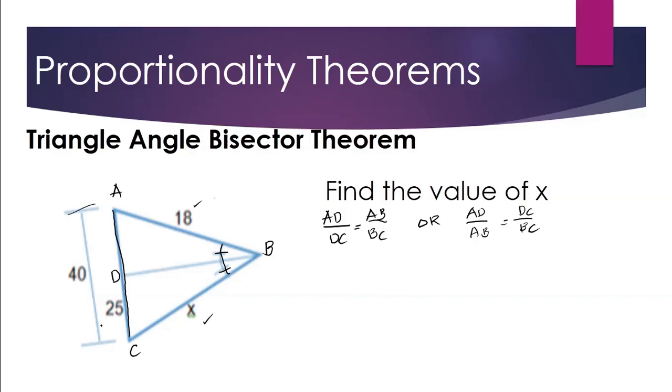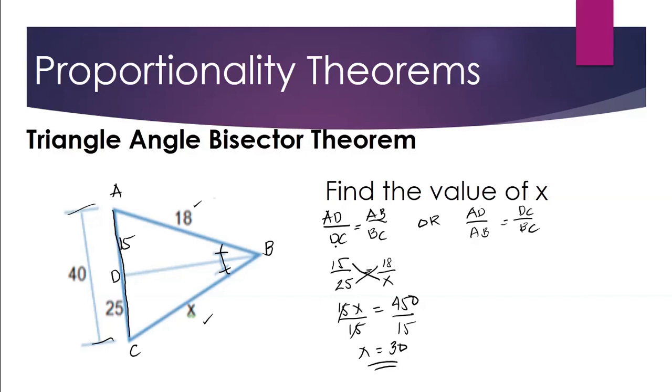Yes, according here, AC is 40 and DC is 25, which means that our AD is actually 15. So we have here 15 over 25 is equal to our AB, 18, over x. So we can cross multiply. We have here 15 times x, that's 15x, is equal to 25 times 18, that is 450. And of course, to solve for x, we need to divide both sides by 15. And 450 divided by 15, yes, that is 30.